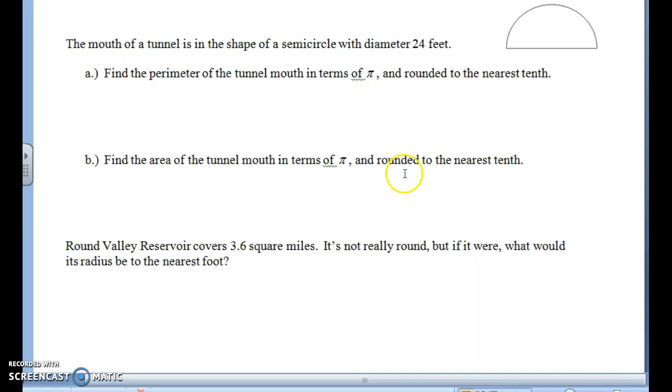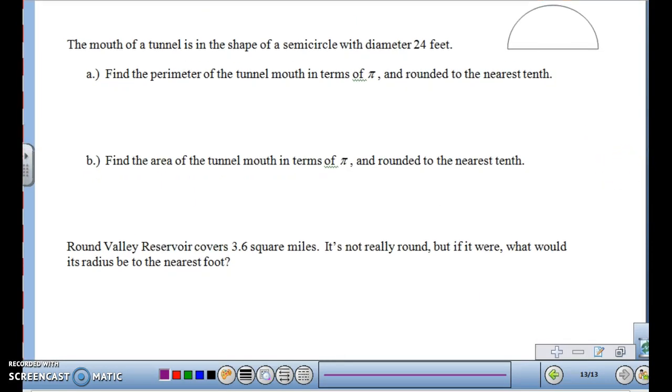All right, so let's look at some application problems using the information that we have here. The mouth of the tunnel is in the shape of a semicircle, which is a half circle, with a diameter of 24 feet. So the distance from here to here is 24. We want to find the perimeter of the tunnel mouth in terms of pi and also round it to the nearest tenth. So you may be asked to find each of these values, so you have to know which one is which. If we're doing the perimeter, do we want the circumference or the area? We want the circumference.